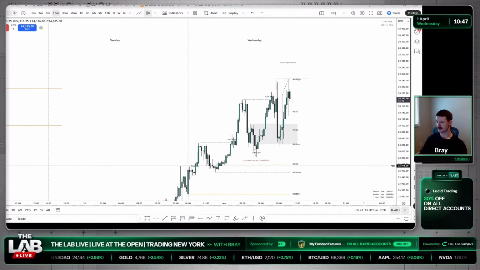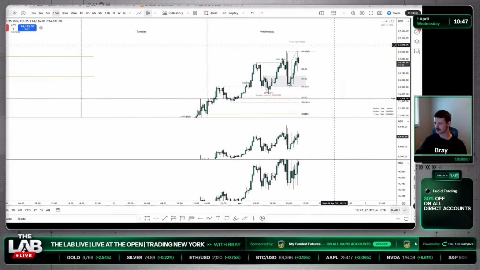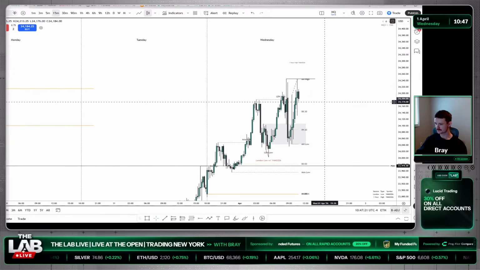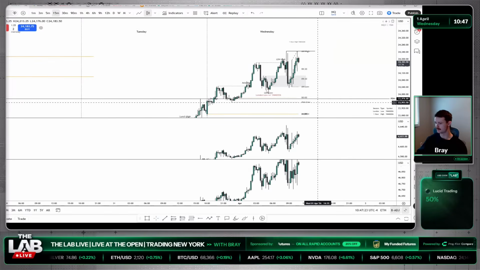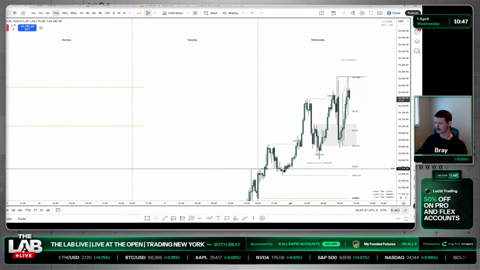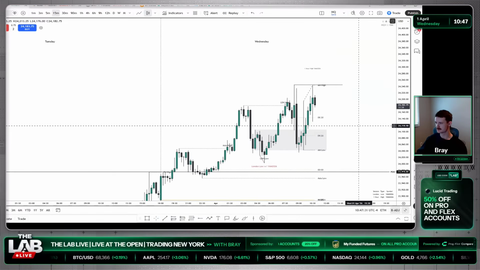Man, we have got nothing going on here. I've been yapping, just hoping that we do something, but there's been nothing. We got some hourly high SMT with YM. That's it. And we have equal highs on this current high of day at the 8:30 high.